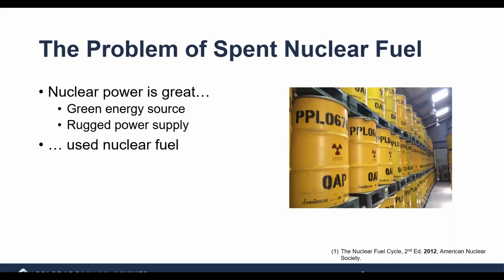The problem comes when we have to take care of the used nuclear fuel. Used nuclear fuel is a complex mixture of many different elements that are a product of the fission of uranium-235 and plutonium-239. In this presentation, I will be focusing on the lanthanides.